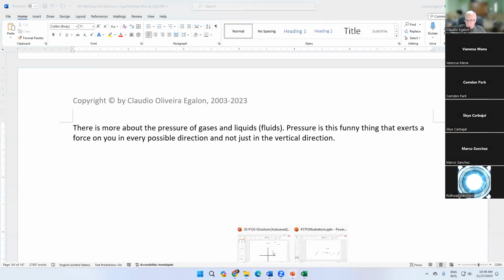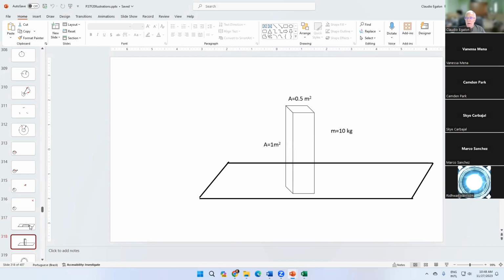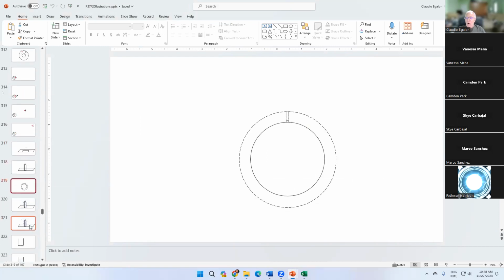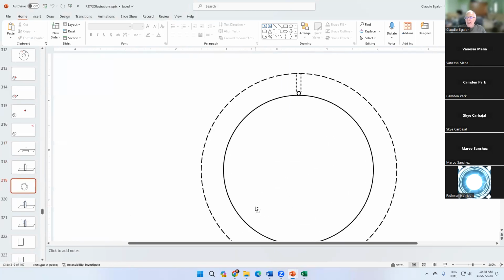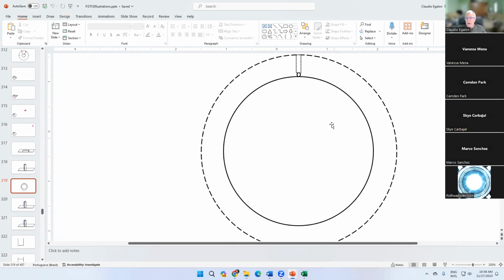So let's see if I have an illustration here for you. Here you go. Here's the same illustration of my parallel pipe, but now upright, right? It's exerting more pressure here than here. And now, what about this sea of gases that we are submerged in? Here's the Earth, and here's the Earth's atmosphere. I'm exaggerating, okay? The Earth's atmosphere is not that thick at all. It's much thinner than that.